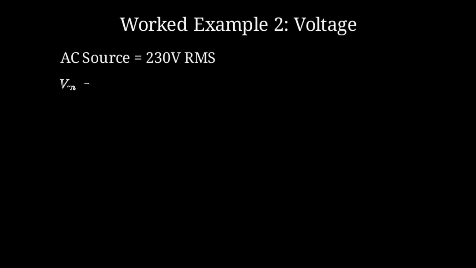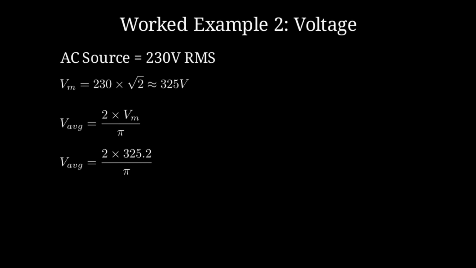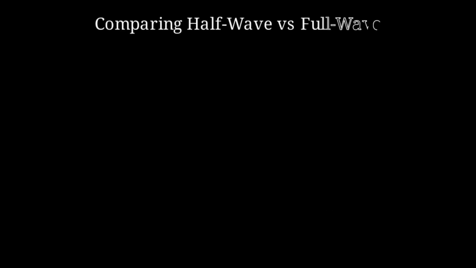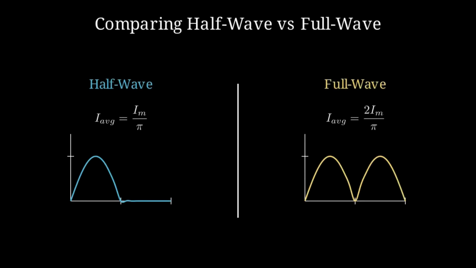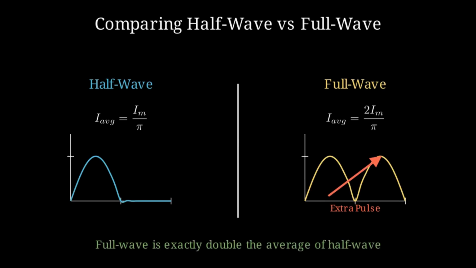For a standard 230-volt RMS supply, the peak voltage is about 325 volts. After full-wave rectification, the mean voltage becomes approximately 207 volts, assuming no diode losses. It is important to note that the full-wave average is exactly double that of a half-wave rectifier. Because we are utilizing both halves of the cycle instead of blocking one, the efficiency and average output significantly increase.